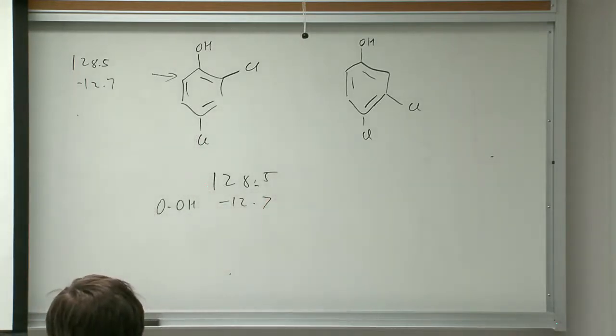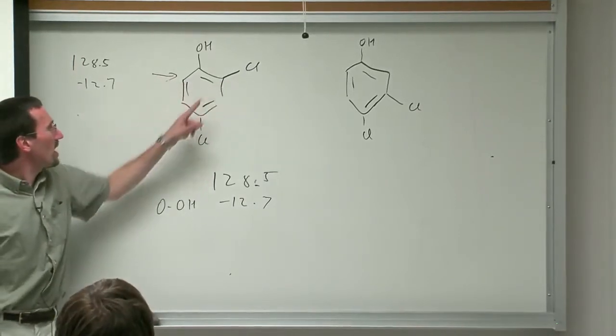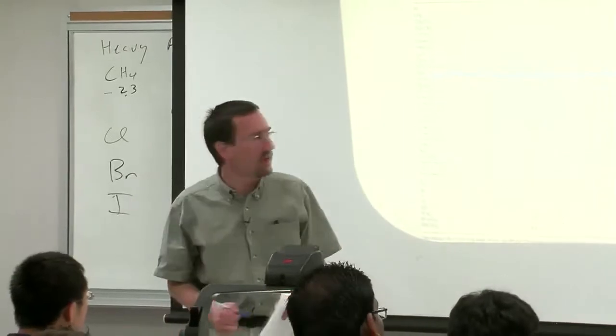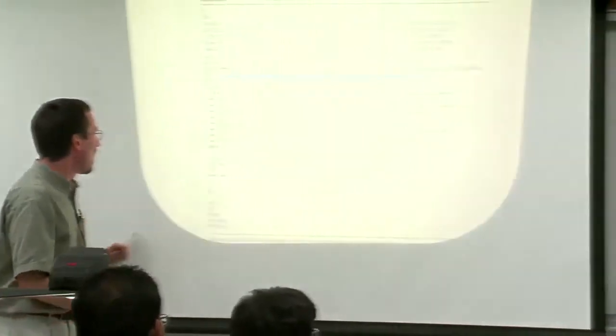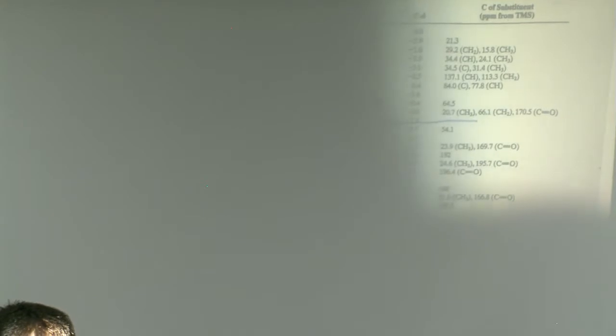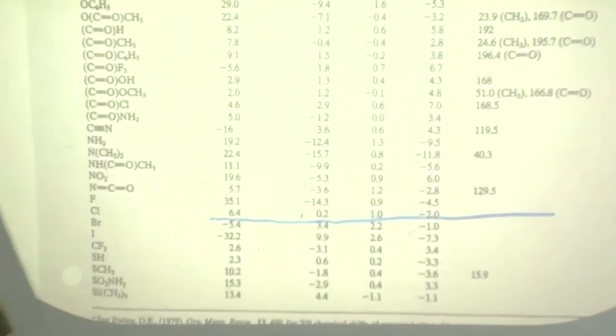128.5 is our base value. Then we have an ortho hydroxy, and so we take away 12.7. Now we're going to look at the effects of chlorine for this compound. And so we have two meta chlorines. So we'll go to our lookup table, and we'll look at the effect of a chlorine. So I'll draw a line here. And so now we have two meta chlorines.